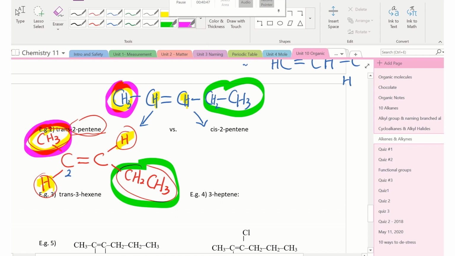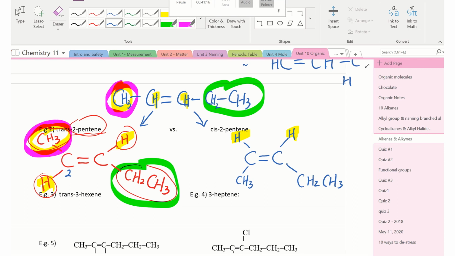So now I'm going to do the same thing with the cis. So cis, I'm going to do the double bond in the middle, and I'm going to do the hydrogens on the same side. So the highlighted yellow hydrogen on the same side, so they are cis. And then the other two groups, the CH3 on the opposite end, I mean on the same end with CH2, CH3. Okay, so this is the cis isomer of 2-pentene.